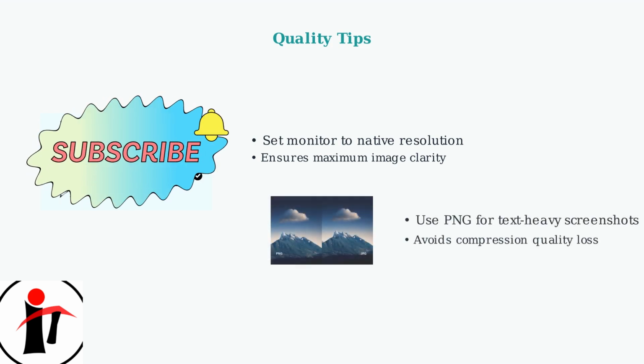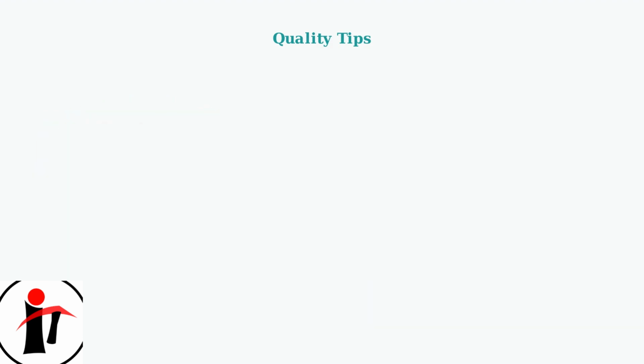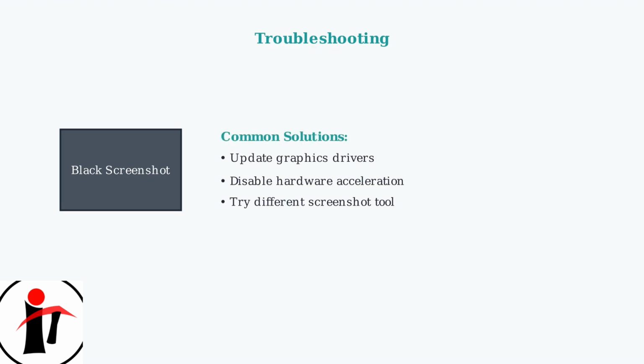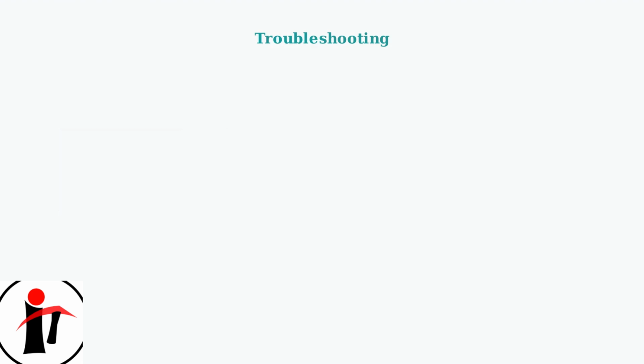For file format selection, choose PNG over JPEG for text-heavy screenshots. PNG preserves sharp text edges and avoids compression artifacts that can make text appear blurry. If you encounter black screenshots, the most common solution is updating your graphics drivers. This issue often occurs when display drivers are outdated or incompatible with screenshot software.